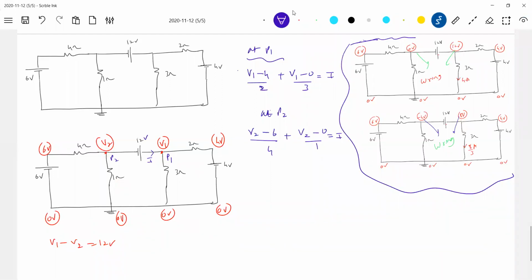Okay, fine. Many are asking me doubts. Okay, I'll do one thing. IA, IB. So what will your equation be? IA plus IB should be equal to I. At least, okay, fine now. What is IB? 6 minus V2 by 4, 0 minus V2 by 1. This should be equal to I.